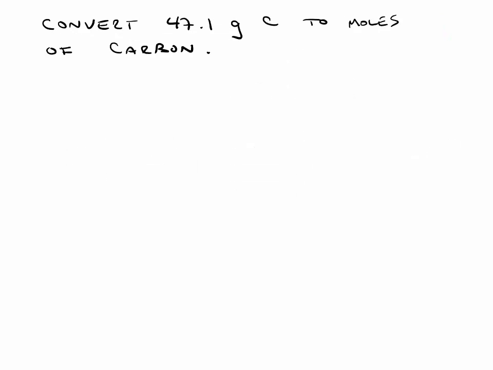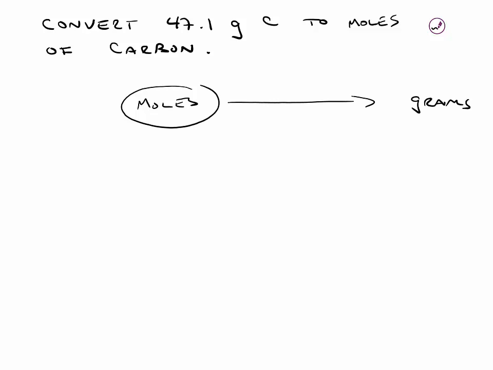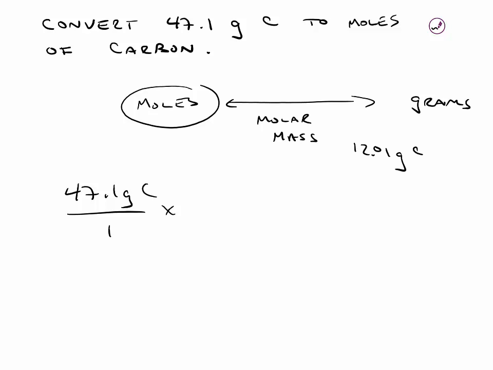How about this example where we're given 47.1 grams of carbon and I want to convert to moles of carbon. So again, we want to use this relationship where moles are the center of our universe and we convert back into grams using the molar mass as a conversion factor. So in this case, we're starting with 47.1 grams of carbon. From the periodic table, I know that 1 mole of carbon equals 12.01 grams of carbon. So there's the molar mass as written.